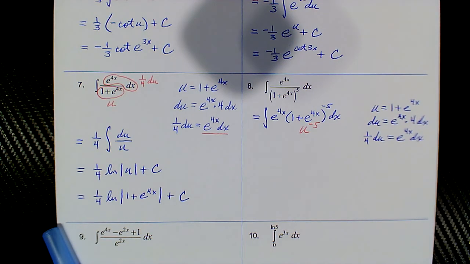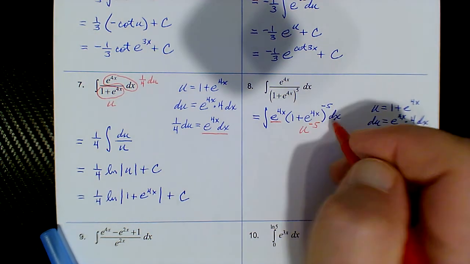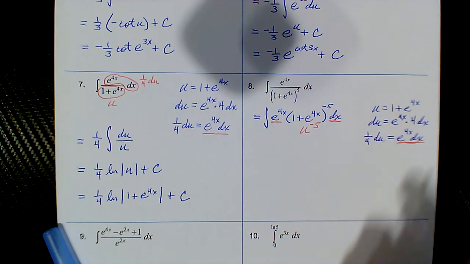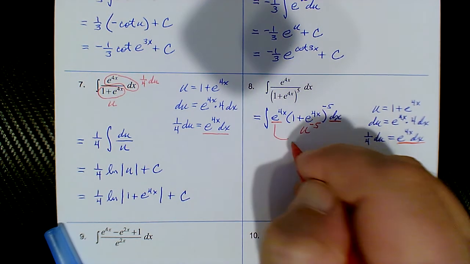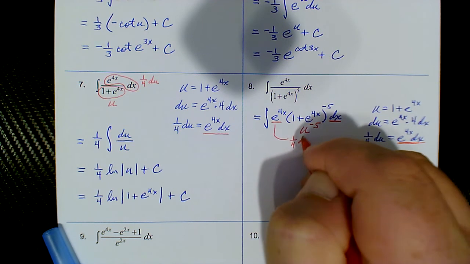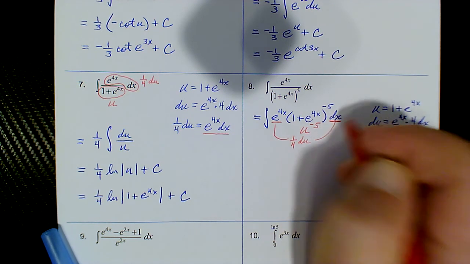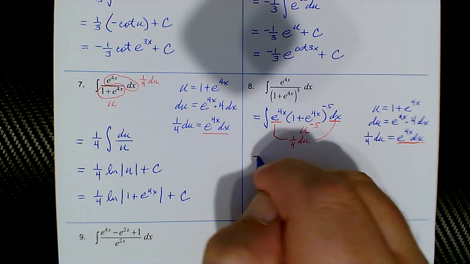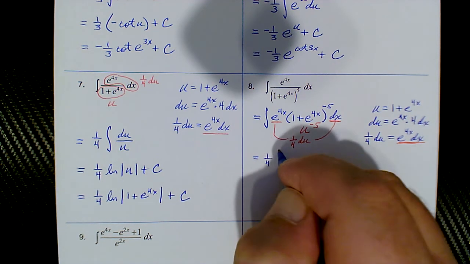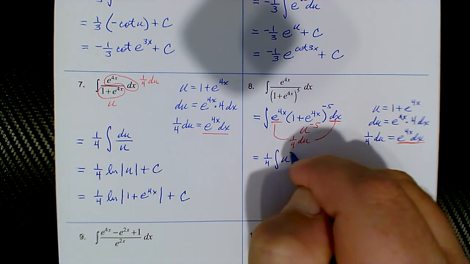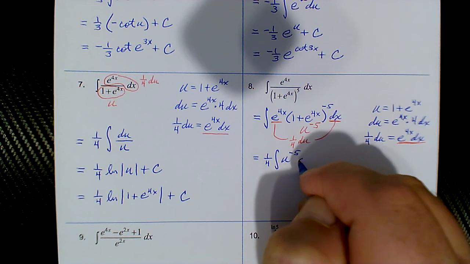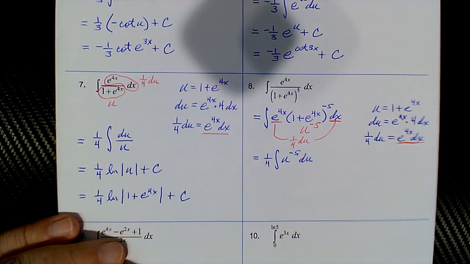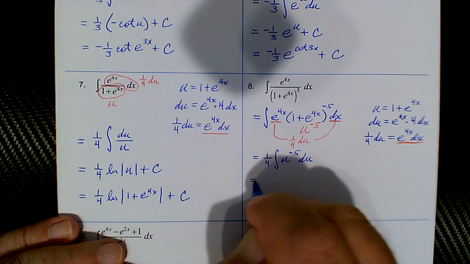So now the leftover factors in the integrand, the e to the 4x and the dx, they once again match our du, just modified by the 1/4. So we replace those two factors by 1/4 du, fit the basic formula, bring out the 1/4 integral, and now the basic formula is u to the n, in particular u to the negative fifth, with respect to u. So we can integrate.